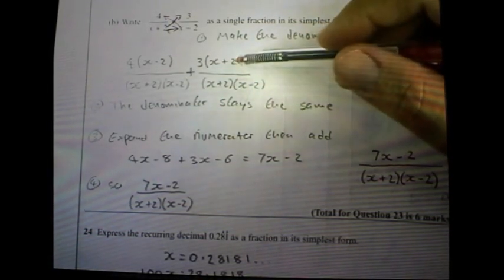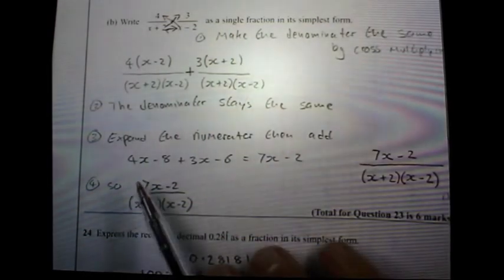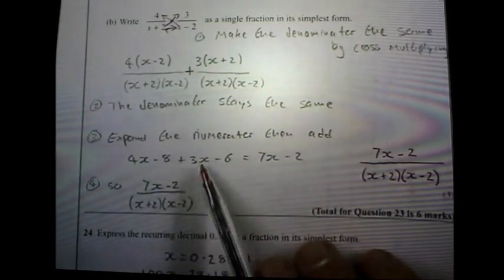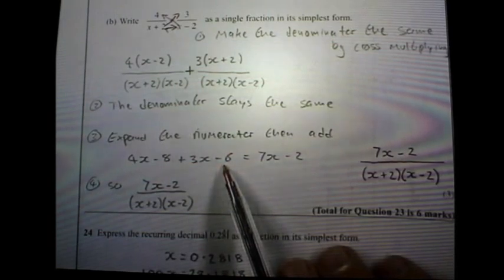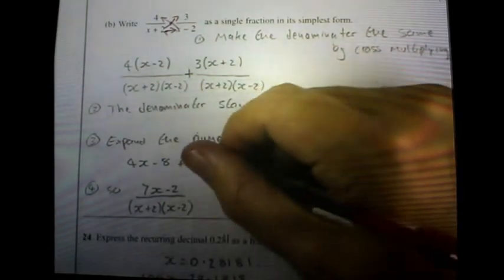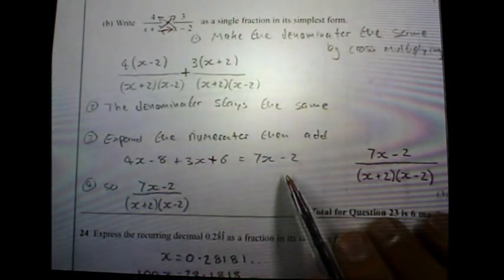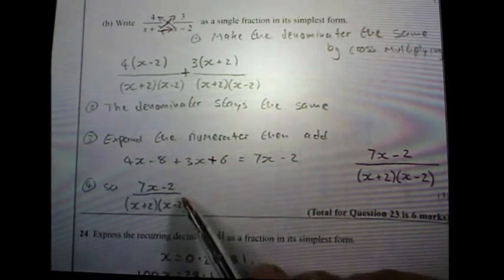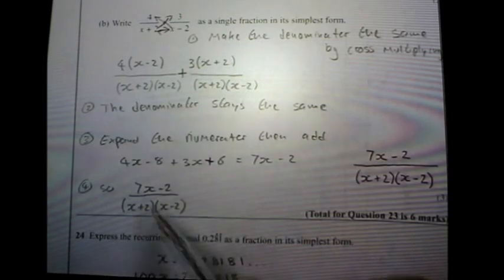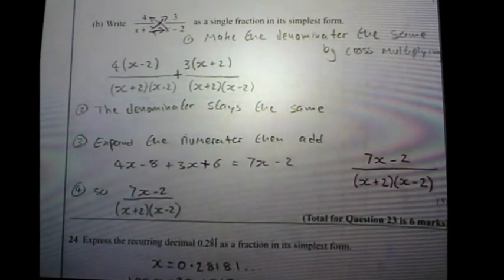Why is that 9 times 6? Add 6. 4x and 8. Add 3x, add 6 is 7x, take away 2. That is add 6. I don't know why I put a minus there, my mistake. Simplify that, you get 7x take away 2. So then you keep the denominator the same, and that's your final answer.